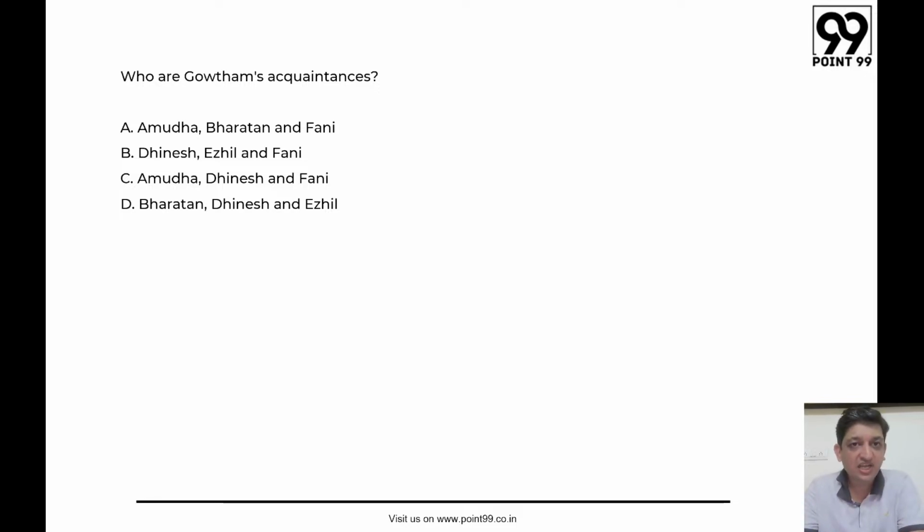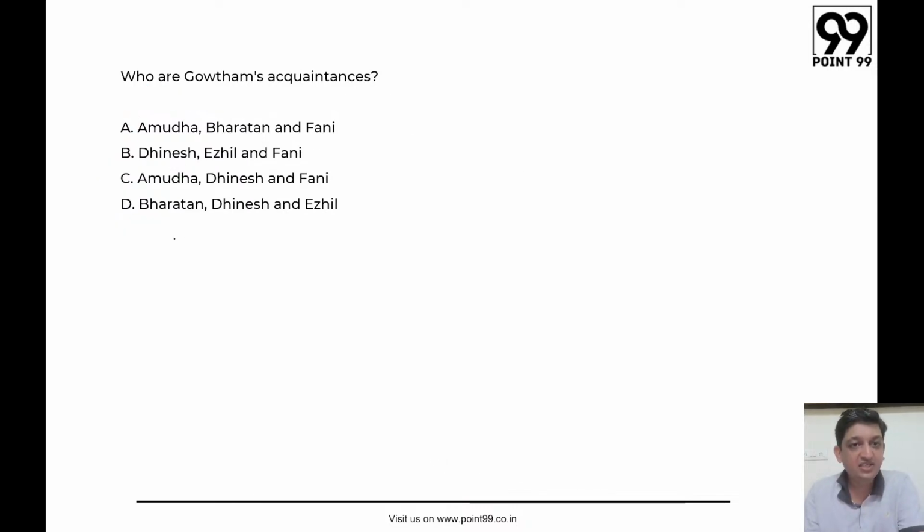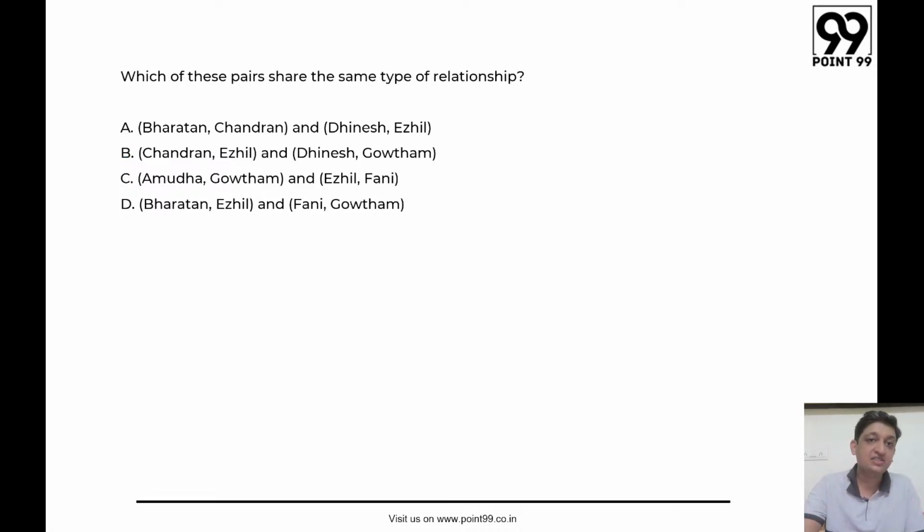Who are Gautam's acquaintances? तो गौतम के acquaintances कौन कौन है? D, E, F are there. ठीक है. So D, E, F are there. So A, B, F, D, E, F. Yeah. Option B should be the answer. Dinesh, Eril, and Funny. So there are these three people who are Gautam's acquaintances.